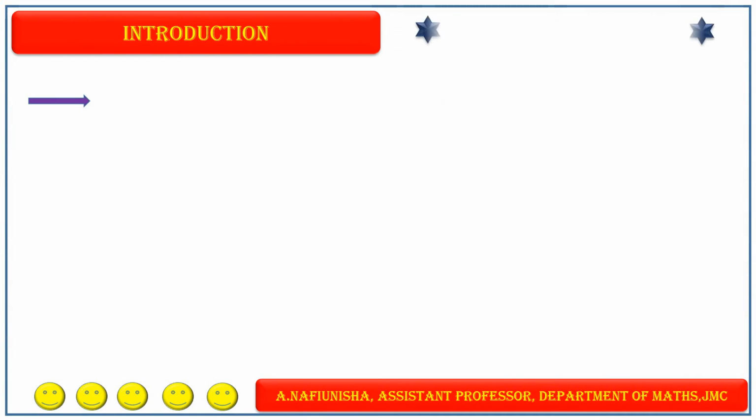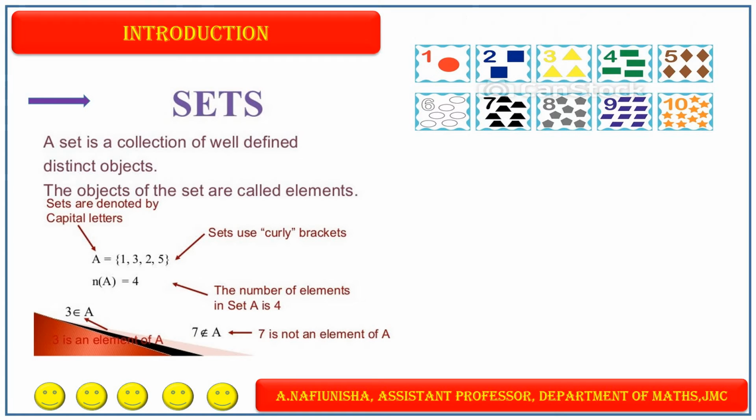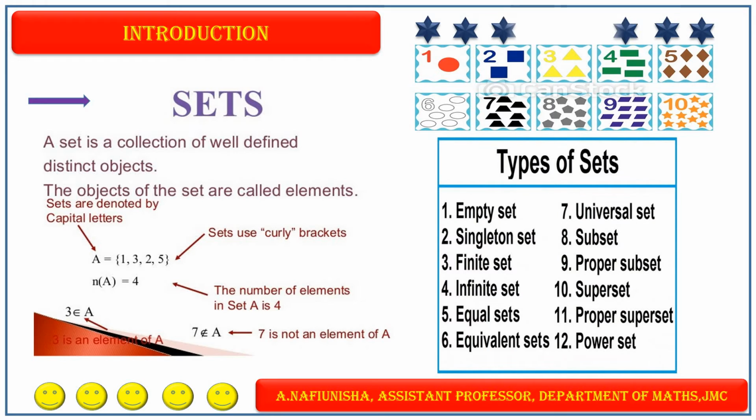The next basic definition is set. A collection of well-defined distinct objects is known as a set. The word well-defined refers to a specific property which makes it easy to identify whether the given object belongs to the set or not. These are all different types of sets in basic set theory.